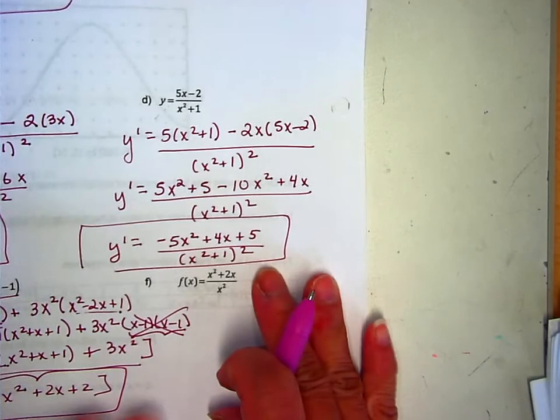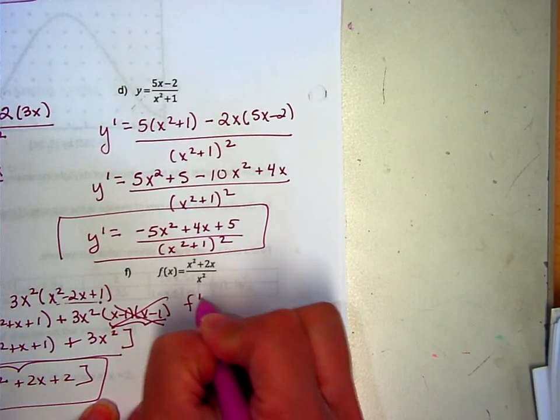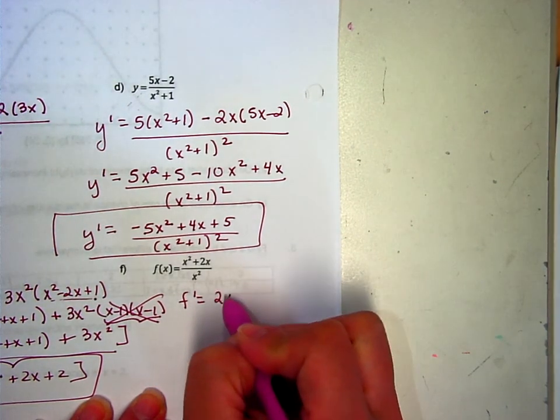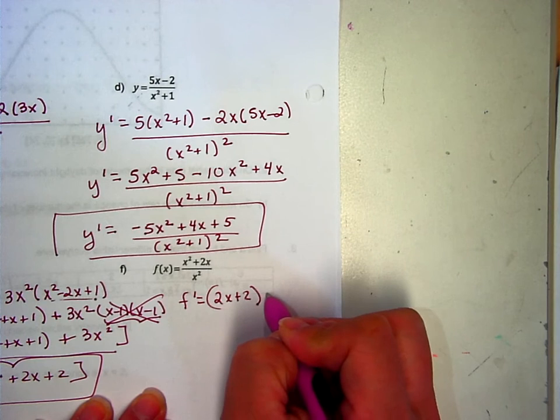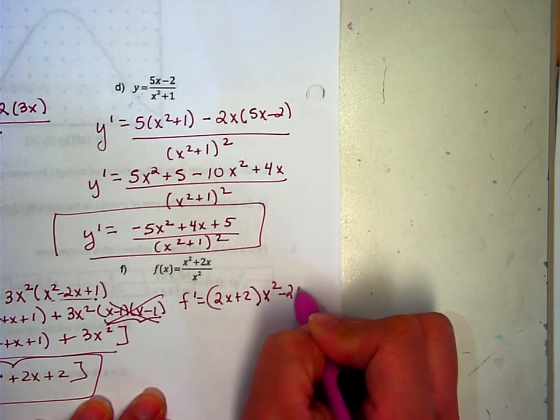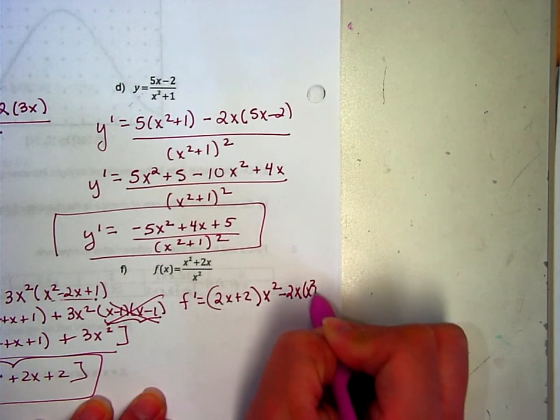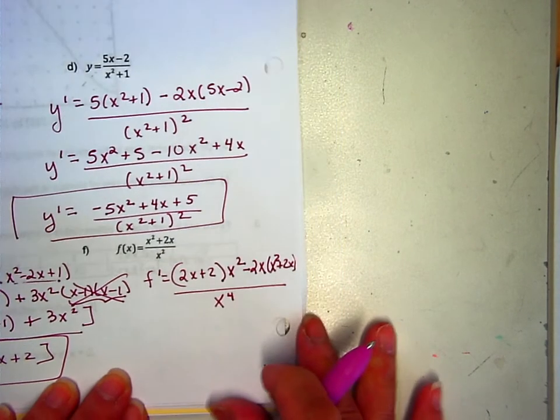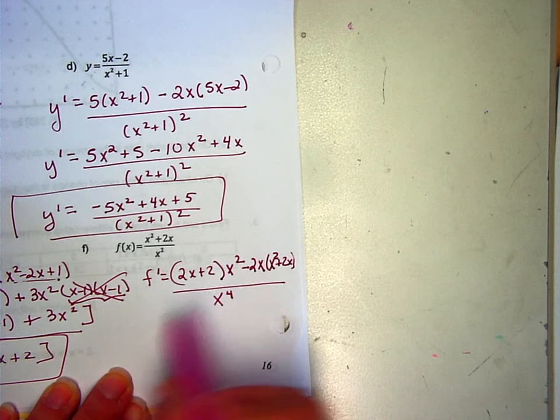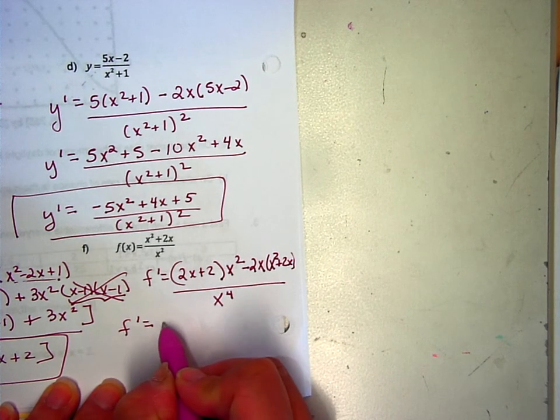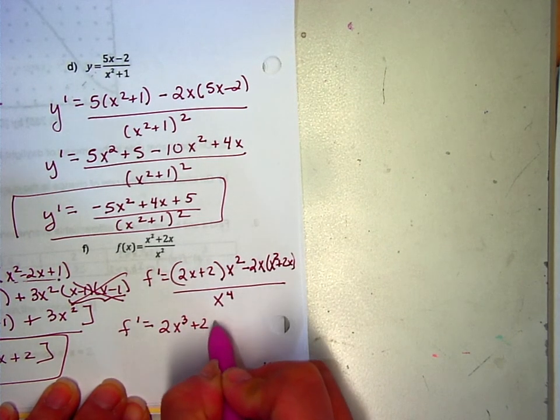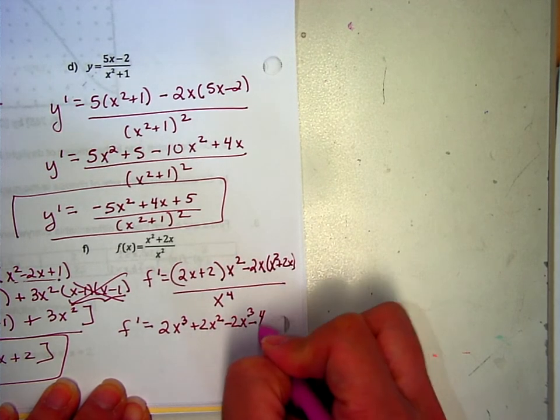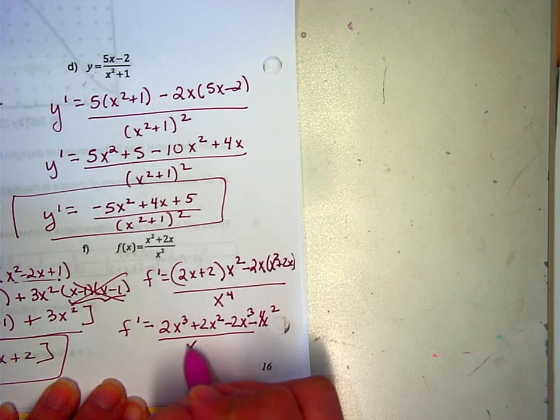Okay, and lastly, letter F, we're going to use quotient rule. So derivative of the top is 2x plus 2 times the bottom minus, derivative of the bottom is 2x, all times x squared plus 2x. Denominator squared, I'm going to go ahead and make it x to the 4th. Okay, here I'm going to go ahead and multiply off the top. If I do that, I'm going to get 2x cubed plus 2x squared minus 2x cubed minus 4x squared, all over x to the 4th.